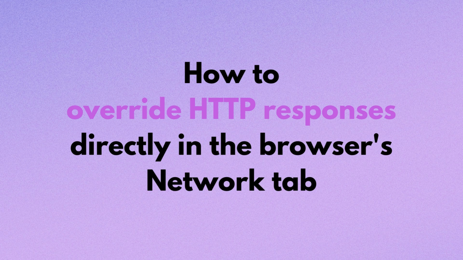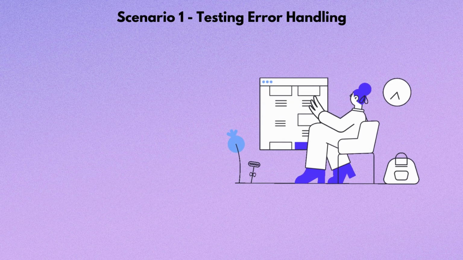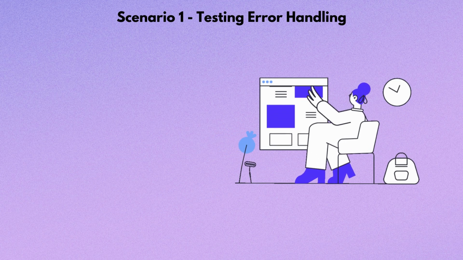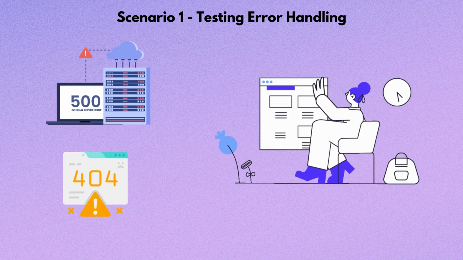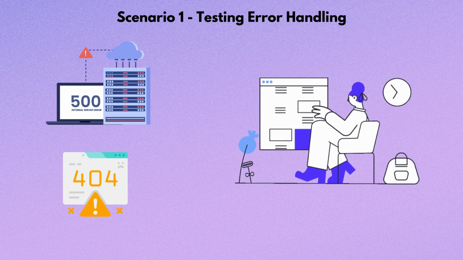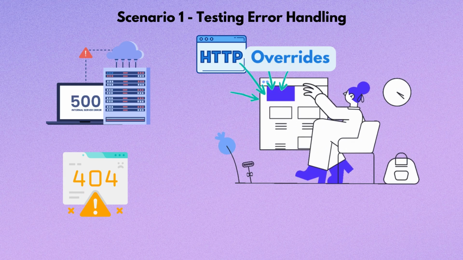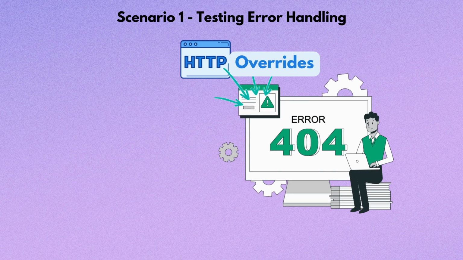But before we dive into that, let me explain why it is so important for developers. Let's consider some real-life scenarios. Testing how an application handles error scenarios such as server errors or not found errors is crucial. Developers can use HTTP overrides to simulate these errors for any API request, ensuring that the application displays appropriate error messages and handles errors gracefully without crashing.